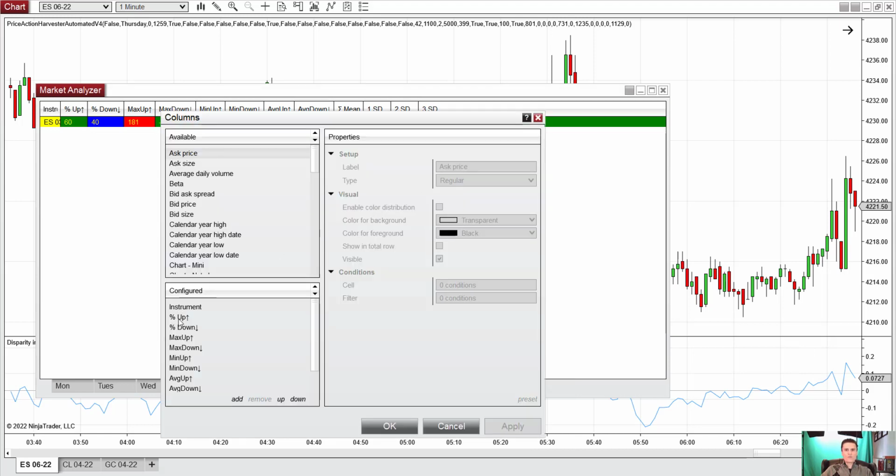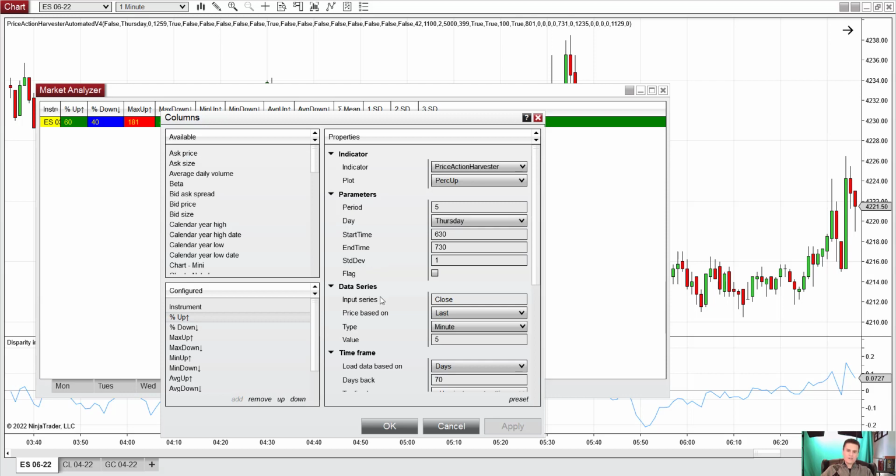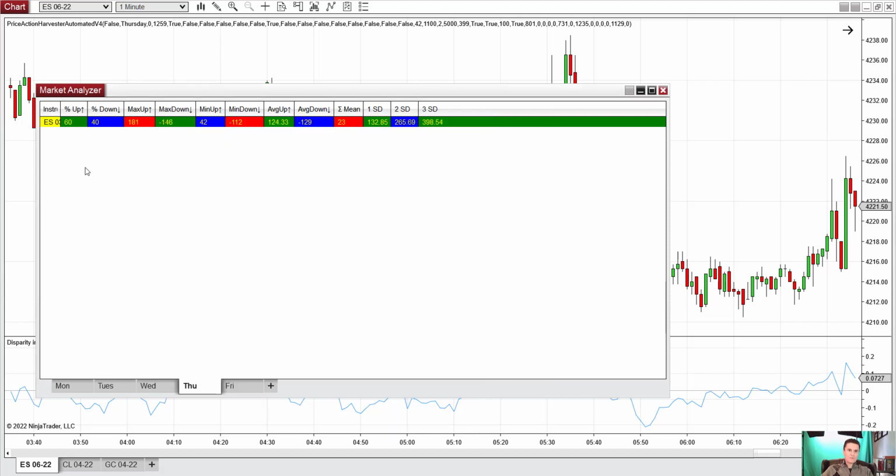Essentially, they are for the last 5 Thursdays. For Wednesday's case, it was the last 5 Wednesdays. For Tuesday's case, it was the last 5 Tuesdays. You get the point. And it's looking for the initial balance between 6:30 and 7:30, the initial hour. It is going to give me statistics based on the initial balance of the last 5 Thursdays. And what do we get? We get that 60% of the time, price moved higher in that initial balance. 40% of the time, it moved lower.